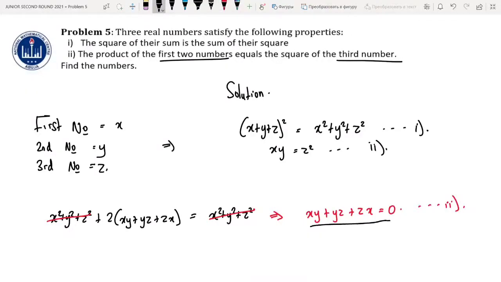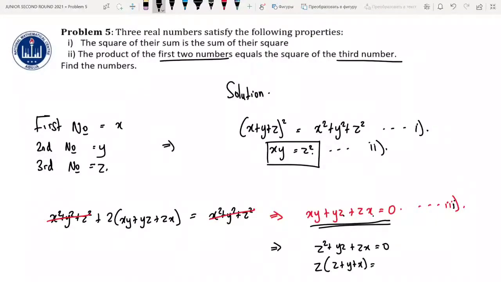So it's now in this equation 3 that it would be a good idea to use this second equation, because the second equation says that xy is equal to z squared. And we can substitute z squared here. We see that each term here will have z in it, so we can factor out z and see what we get. So substitute xy for z squared in this equation 3. What do we have? We will have that z squared plus yz plus zx equals 0. So z is common. So this is z times (z plus y plus x) equals 0. So what does this mean? It means that z is equal to 0 or x plus y plus z is equal to 0.